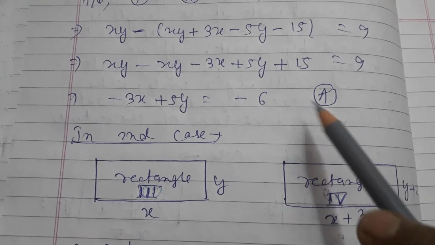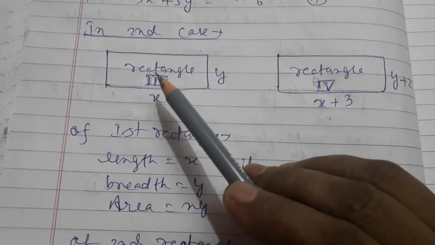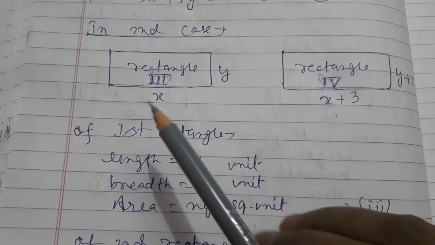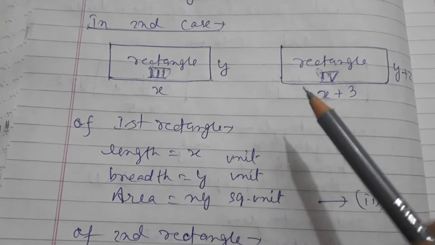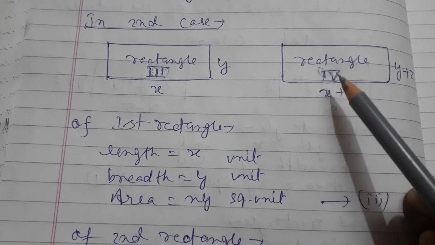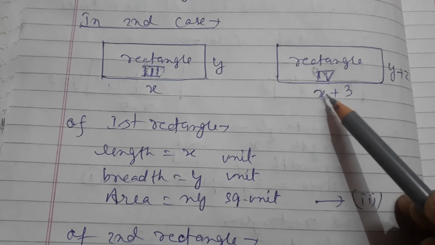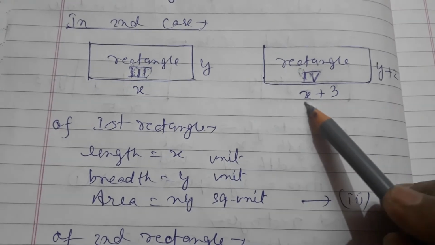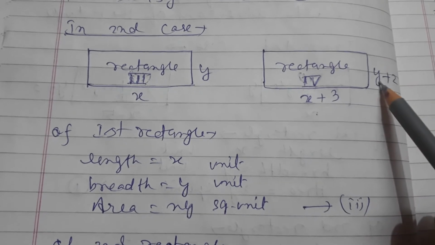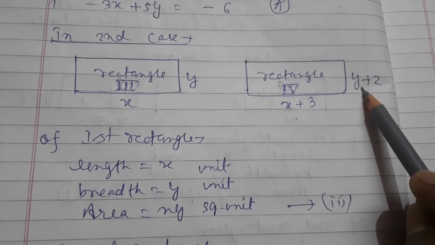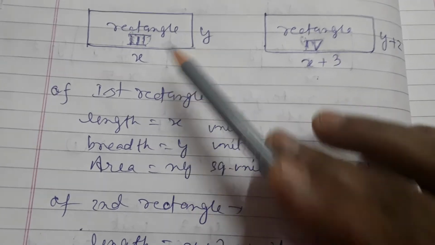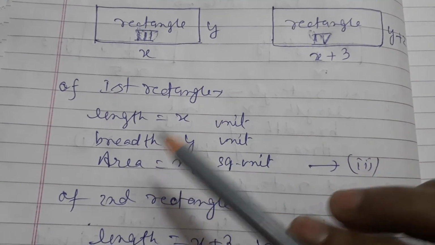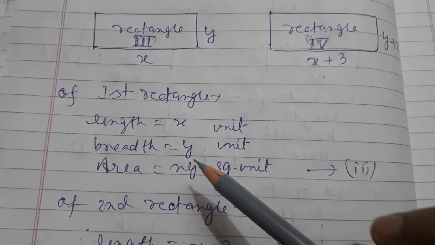This equation I have called equation A. Now in the second case, rectangle 3 and rectangle 4. Here length and breadth are x and y of our third rectangle, and as per the question, the length of the fourth rectangle is x plus 3 because length is increased by 3 and breadth is increased by 2, so I have taken here y plus 2.